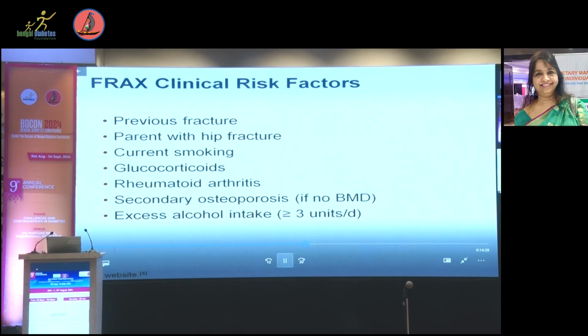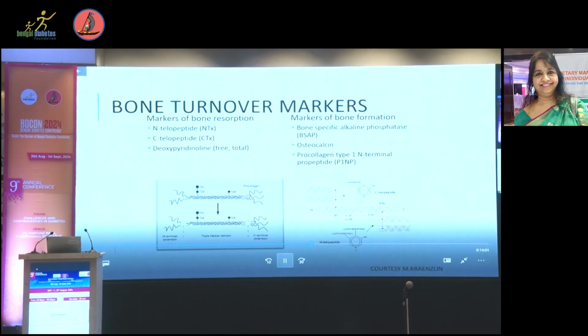And the clinical risk factors are previous fracture, parental hip fracture, current smoking, glucocorticoids, rheumatoid arthritis, secondary osteoporosis, excess alcohol, and also body weight. This is not a diagnosis tool. So if your patient has diabetes, you can use rheumatoid arthritis as a proxy and that helps with this group.